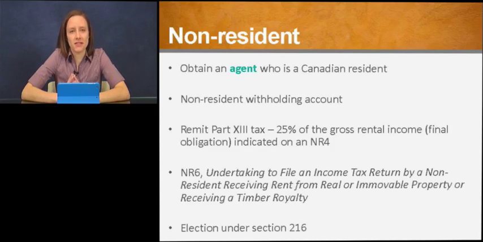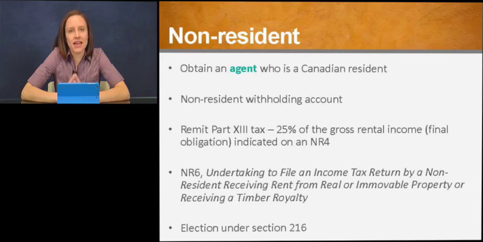A non-resident of Canada who receives rental income from Canada is subject to a 25% non-resident withholding tax, also known as Part 13 tax, on the monthly gross rental income. This amount is withheld and paid to the taxpayer's agent's non-resident withholding account and is the taxpayer's final obligation to Canada on that income.